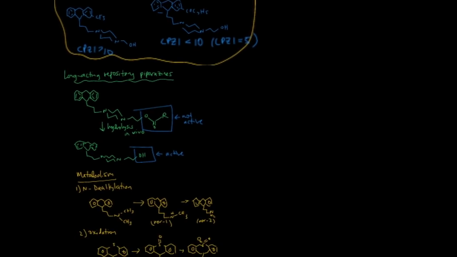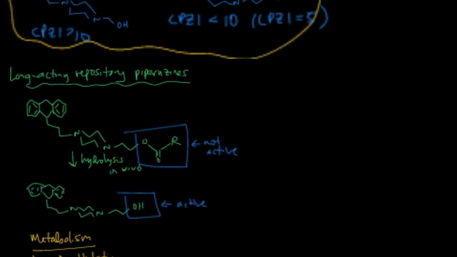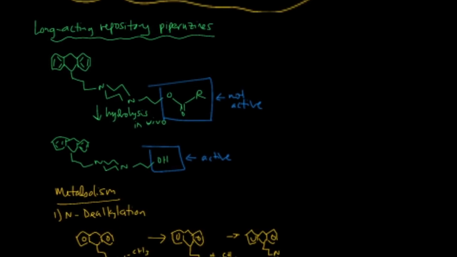Your long-acting repository piperazines are good for patient compliance. They work by hydrolyzing at the cellular level the ester over here to a hydroxyl over here. Because esters are stored in fat, and as fats are degraded in the body, these are released, and as these are released in the body, they hydrolyze to the active form, which is the hydroxyl form.